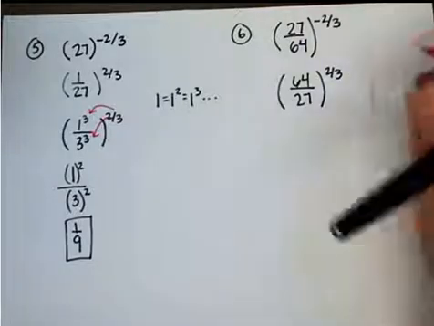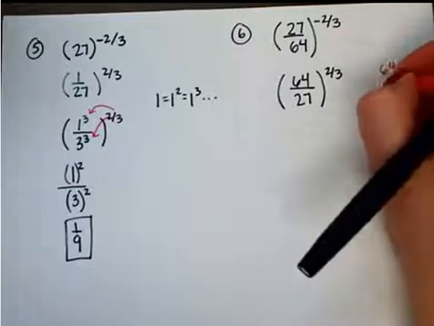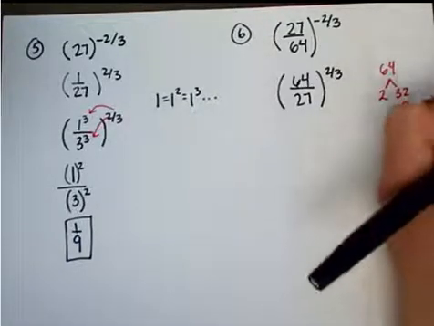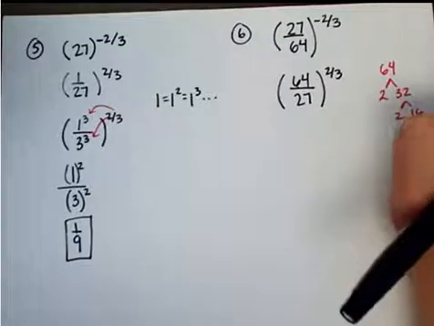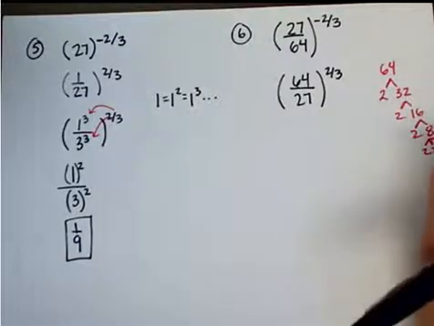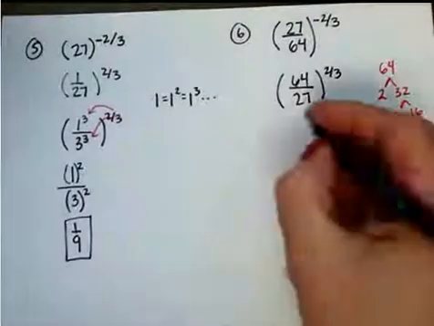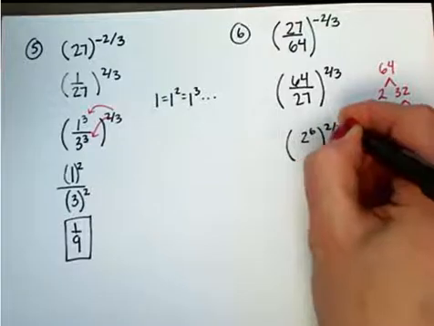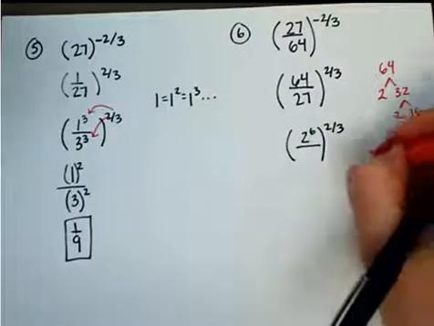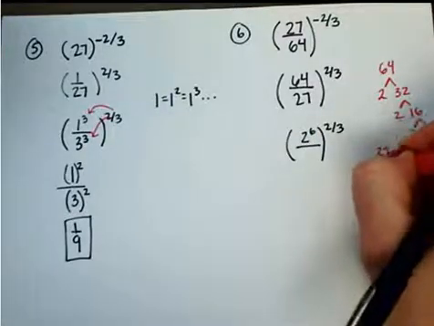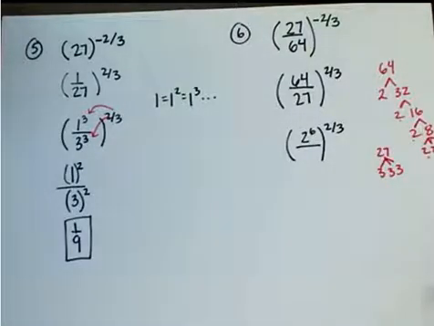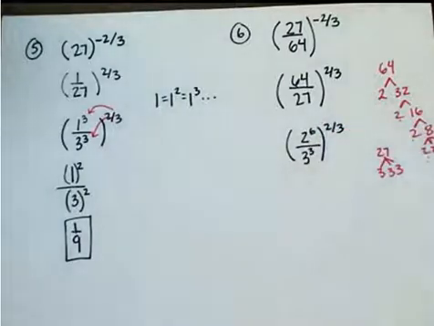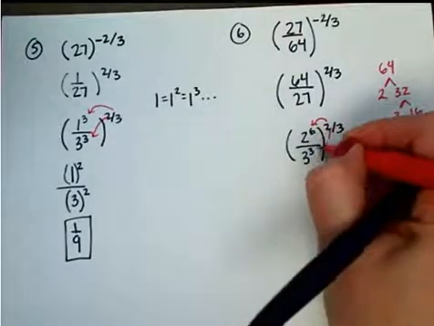Okay, so over here, 64, 2, 2 and 16, 2 and 8, but I know that 8 is 2 cubed. So 1, 2, 3, 4, 5, 6. 2 to the 6th. Okay, and I know that 27 is 3 times 3 times 3, okay, cubed.